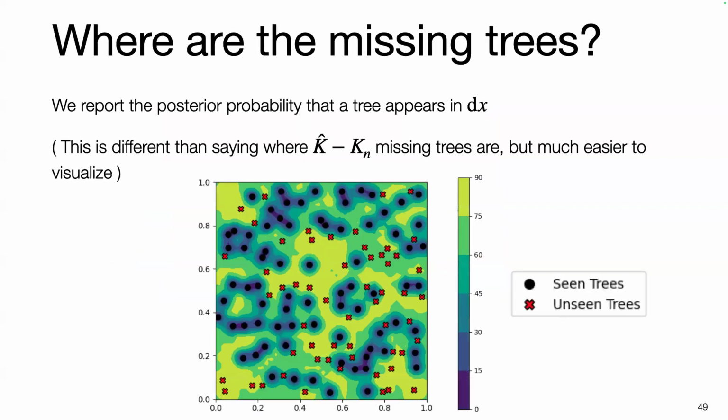In addition to recovering the number of trees, we can also provide a visual estimation of where the missing trees are by plotting the posterior probability that a tree appears in a given location dx. Here I'm displaying this posterior probability up to a normalization factor, and red crosses are the missing trees. We can see that they are all basically in the regions of highest posterior probability.